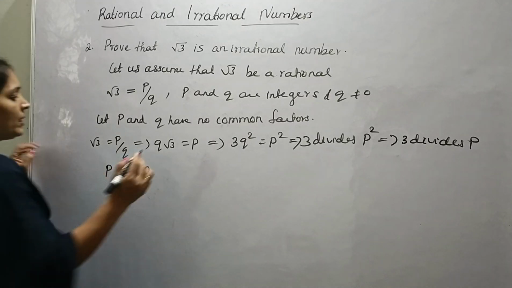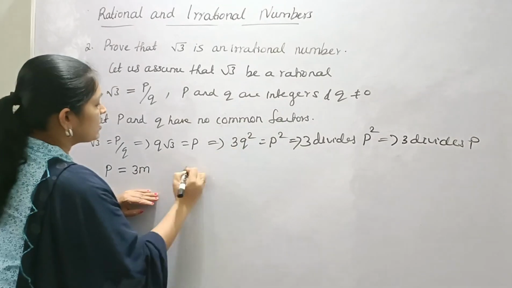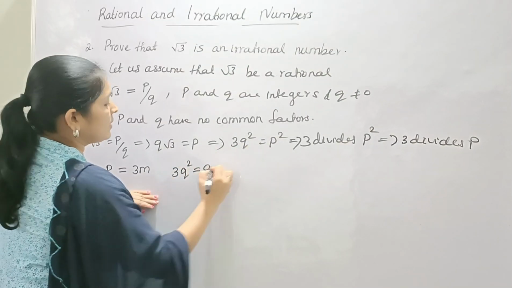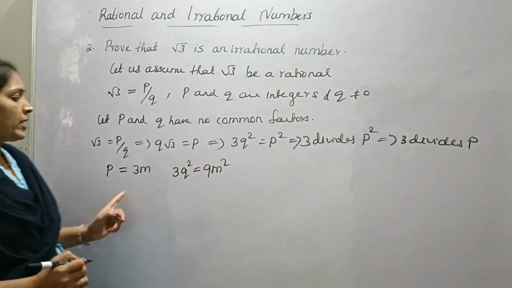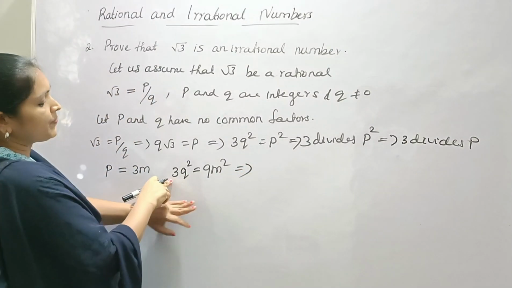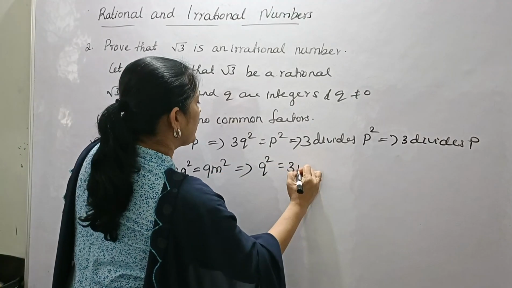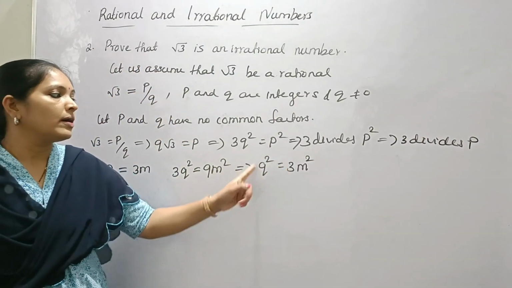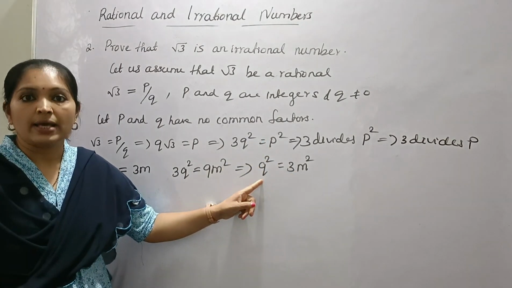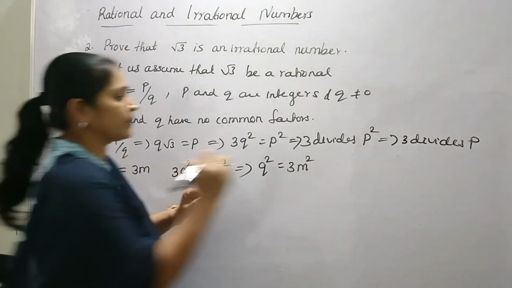m is any integer. Now let's substitute p is equal to 3m in this equation. So 3 into q square is equal to 9m square, right? p square is 3m whole square. That implies 3 cancelled, so q square is equal to 3m square. Again here 3 is a factor of q square. What does it mean? 3 is a factor of q square means 3 divides q square.